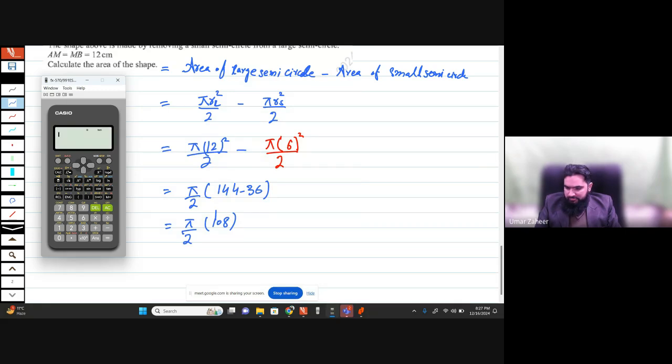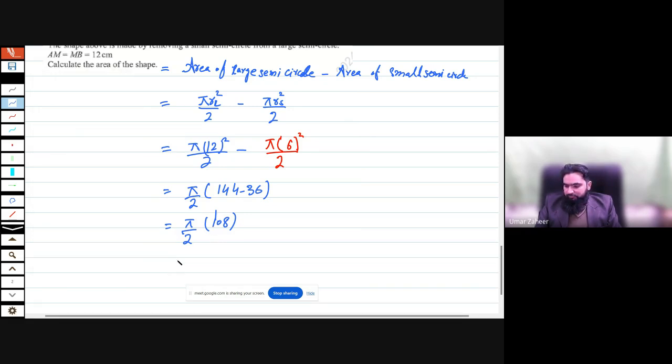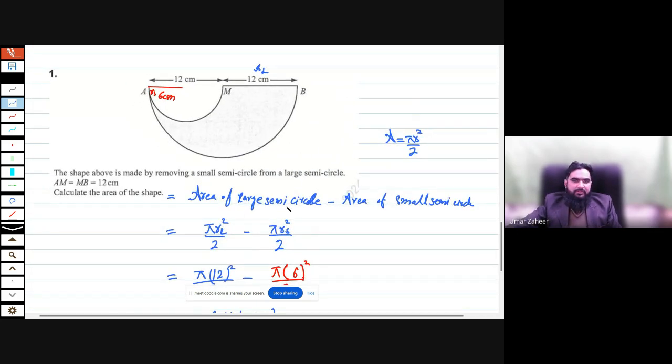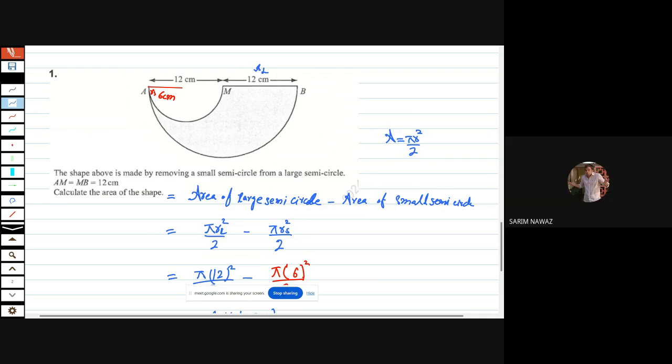It is pi divided by 2 multiplied by 108. That is 169.64 centimeter square. Yes, everyone, the first question is clear.